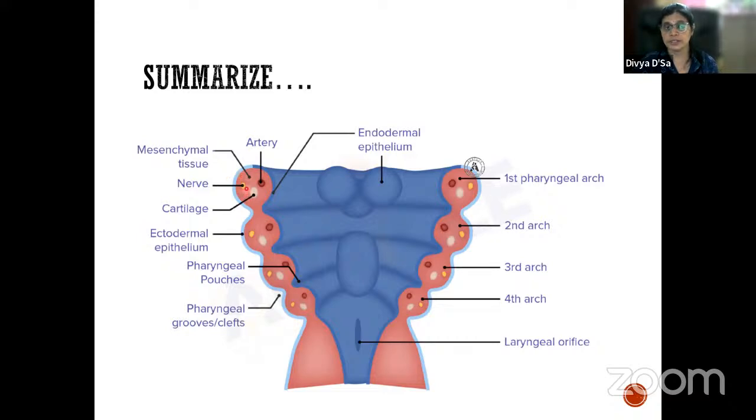So the nerve here is the mandibular nerve for the first arch. Here it is facial nerve. And for third arch it is glossopharyngeal, fourth arch is the external laryngeal branch of superior laryngeal, and recurrent laryngeal is of the sixth.